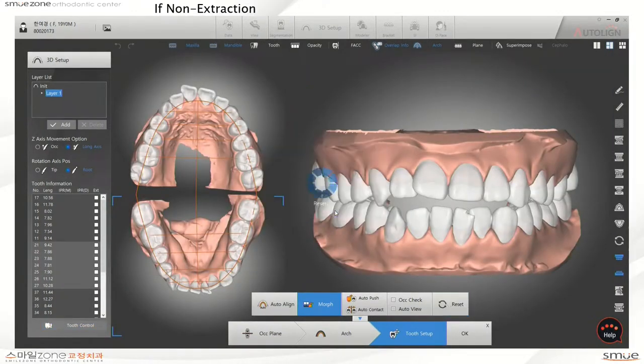If non-extraction, same amount of the anterior retraction, close.